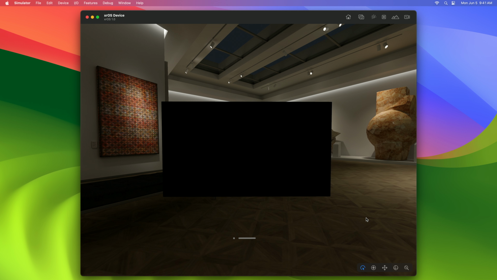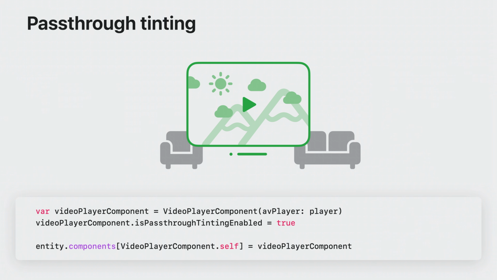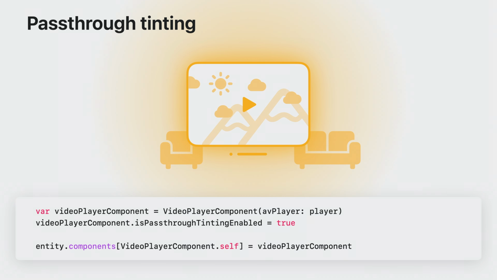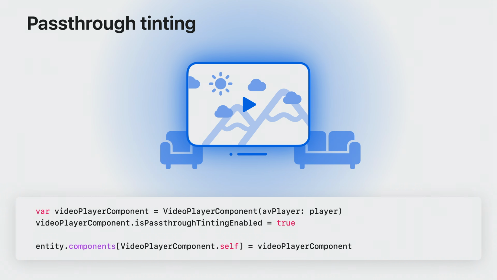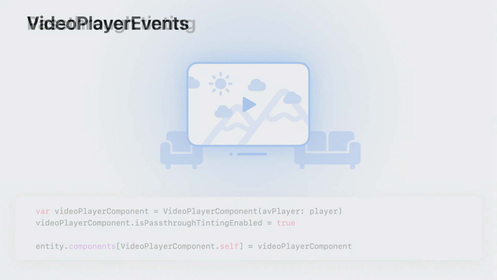Video Player Component also supports pass-through tinting. When this feature is enabled, your pass-through content is adjusted to match colors in the video. This is the same treatment that is used when watching movies and TV shows inside of the TV app on this platform. To use pass-through tinting, you can set the Is Pass-Through Tinting Enabled property to true.